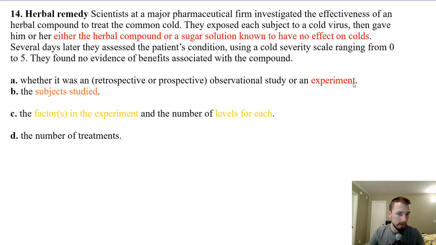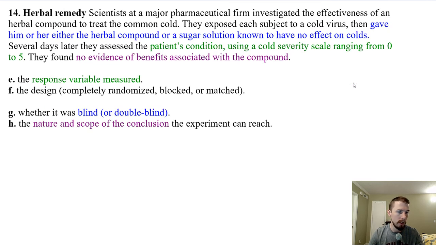The factors of the experiment. So yeah, there was one factor, which was the herbal compound at two levels. So either full dose of herbal compound or no herbal compound, substituting a placebo. So all together, that would be one factor at 2 levels, which would be 1 times 2, a number of 2 treatments. So that part's pretty simple. All right, then the response variable measured, what are we interested in this case? So that's going to be the patient's condition using a cold severity scale rating from 0 to 5. So it's kind of nice to give us the numbers as well.